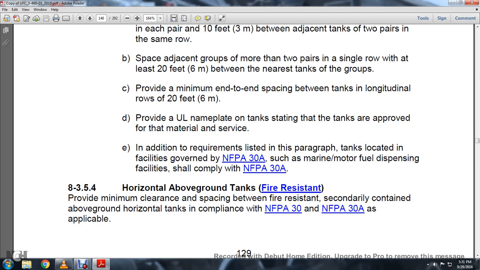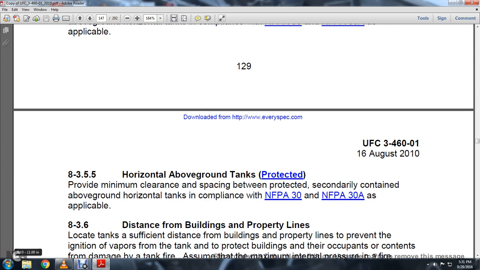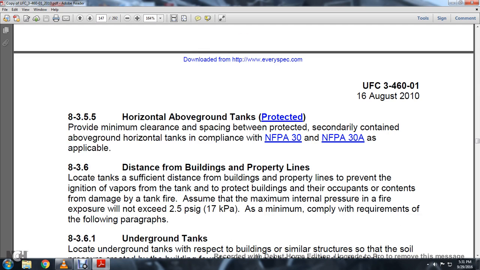8.3.5.4 Horizontal aboveground tanks, fire resistant. Provide minimal clearance spacing between the fire resistant secondary container with the aboveground horizontal tank in compliance with the NFPA 30, and NFPA 30A is applicable. 8.3.5.5 Horizontal aboveground tanks, protected. Provide minimum clearance of space between the protected secondarily contained aboveground horizontal tank in compliance with the NFPA 30, and NFPA 30A is applicable.